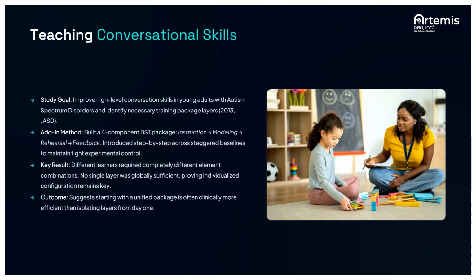Let's look at our first case study from the 2013 Journal of Autism Spectrum Disorder study. This research evaluated a behavior skills training package consisting of instruction, modeling, rehearsal, and feedback to teach conversation skills to young adults on the autism spectrum. An add-in component analysis revealed that different participants required different combinations of these components to reach success. This suggests that starting with the entire training package might actually be more efficient in practice than laboriously isolating components from day one.